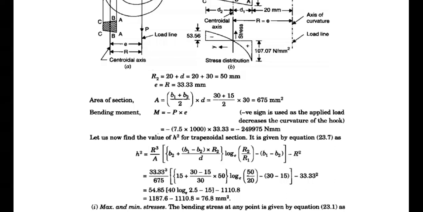Right? So from the derivation, you pick the value of h square. Write down the formula for h square. Same procedure we already followed in the previous problem, while you were calculating the position of neutral axis and the maximum stress and minimum stress. If you have any doubt, please refer to that particular problem.